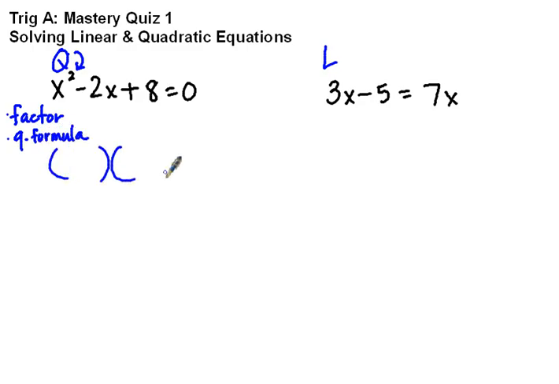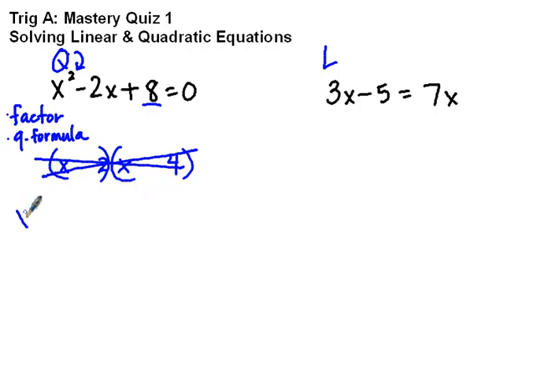Factoring is that thing where we do this, right? An x and x. To multiply to get 8, you do 4 and 2. But they both have to be negative to make it an 8, and we can't get to the negative 2. So this one doesn't factor. Because it doesn't factor, we need to use the quadratic formula.